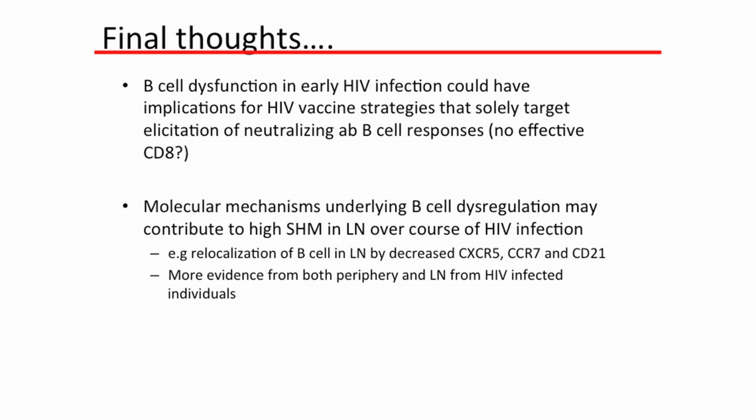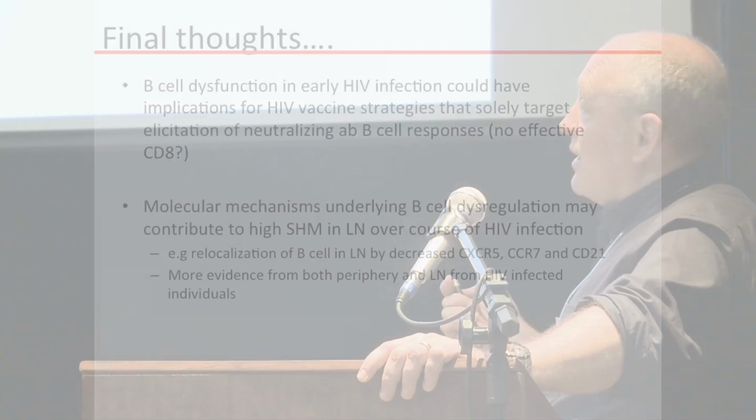So I'm nearly finished, and I'm going to leave you some final thoughts. B-cell dysfunction in early HIV infection could have implications for HIV vaccine strategies that solely target elicitation of neutralizing antibody responses. That is a vaccine strategy that has no effective CD8 T cells. We may see the pendulum swing back to CD8 T cells as well.